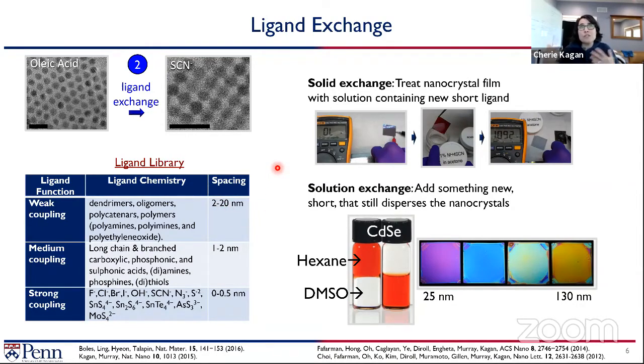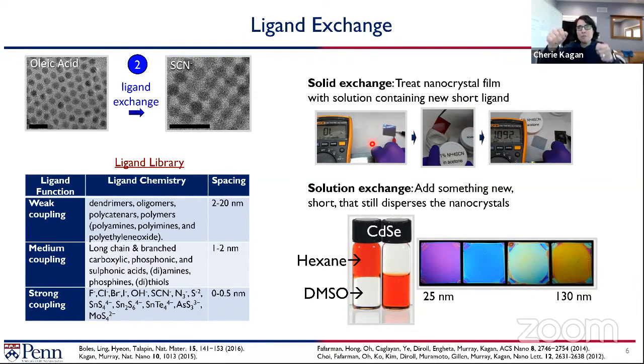Professor Lloyd also introduced the idea that you can approach changing the surface chemistry in one of two ways. One is often referred to as solid exchange. If you make an assembly of nanocrystals like you see here, you can simply take this, and actually this particular picture is snapshots from a video we had made, where we put silver nanocrystals onto a piece of plastic substrate.